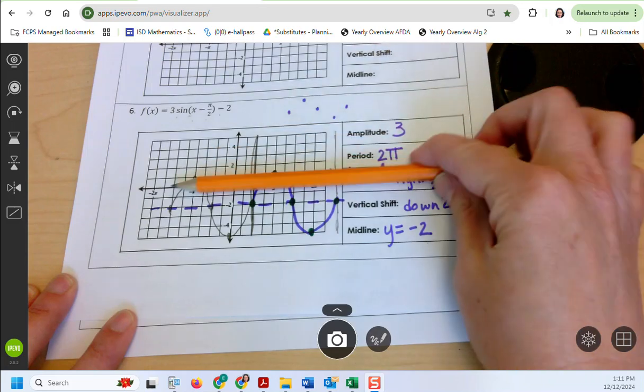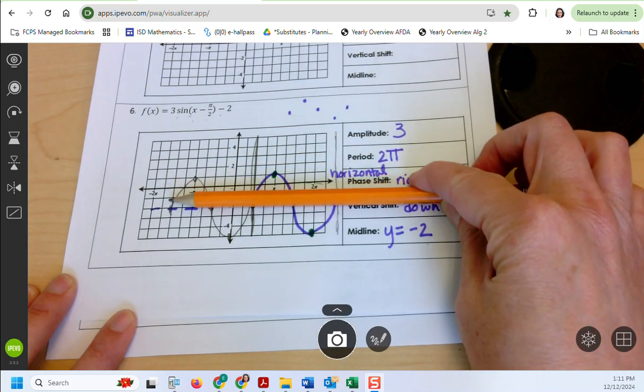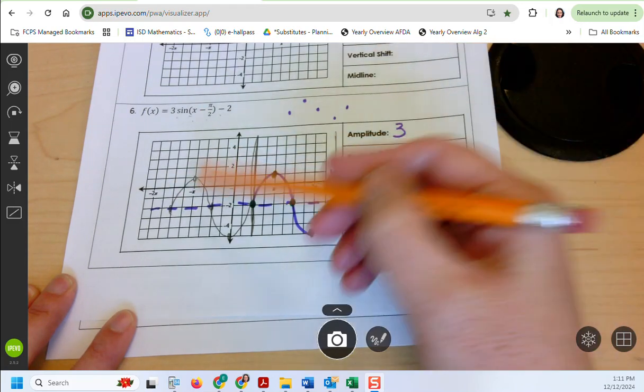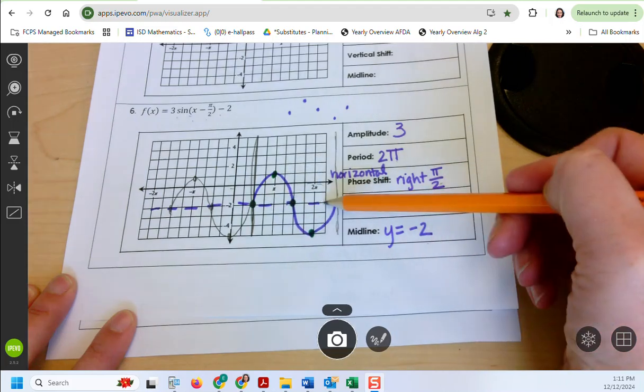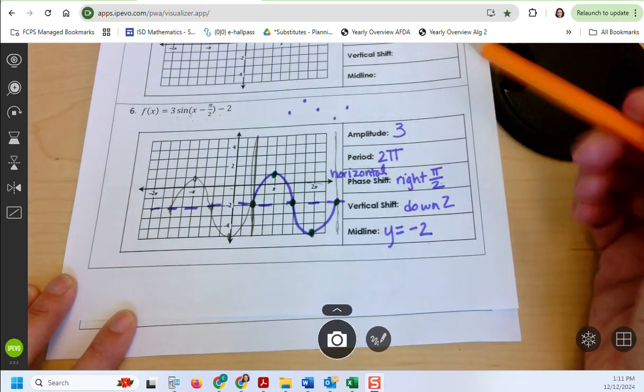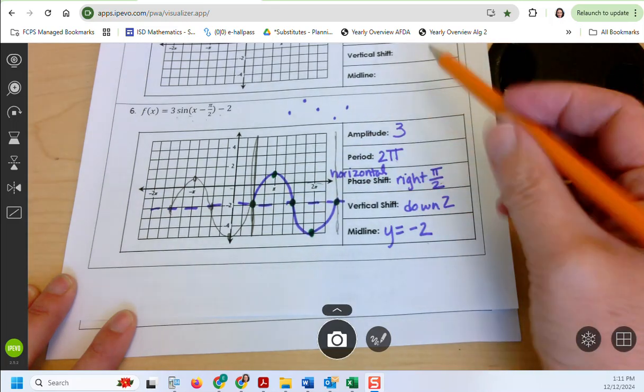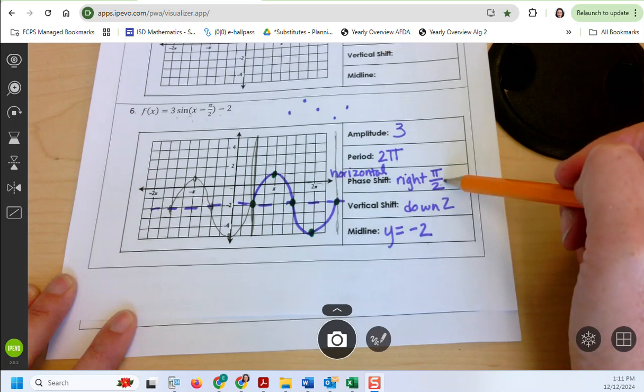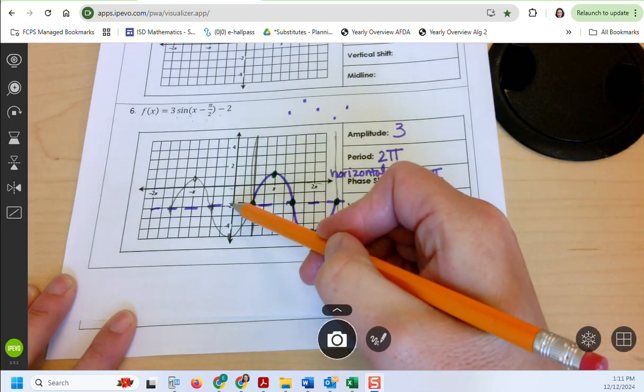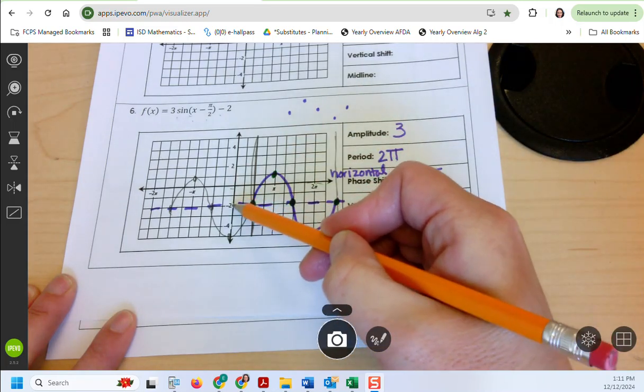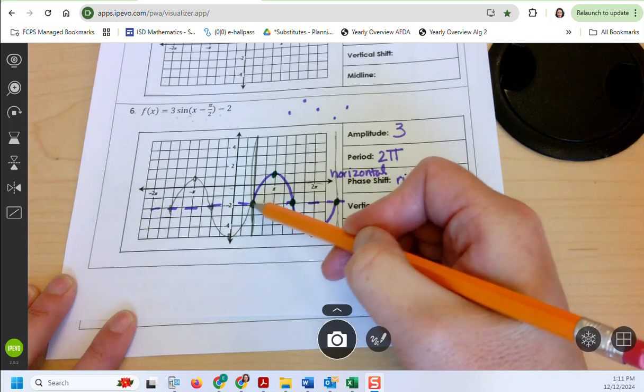So when I graph, the first thing I graph is a horizontal line at y equals -2. You should pause the video and graph that. Then I need to move my start point right pi over 2. So normally the start point would be right on the midline here, but I have to move it right pi over 2. So that's where I start.